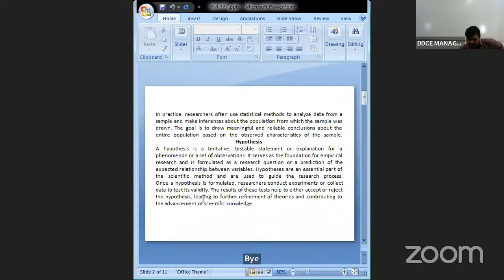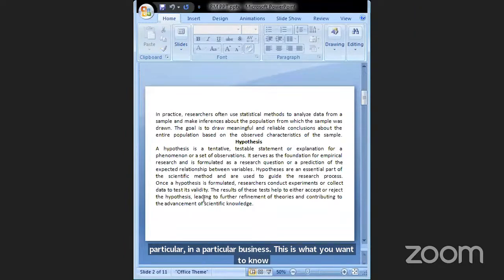Hypothesis is a statement only, right? Suppose you want to do a research or you want to know whether there is an impact of social media in business, any business, like restaurant business or marketing, or you can say anywhere, whether there is an impact of social media in a particular business. This is what you want to know. Are you getting? Yes, sir.